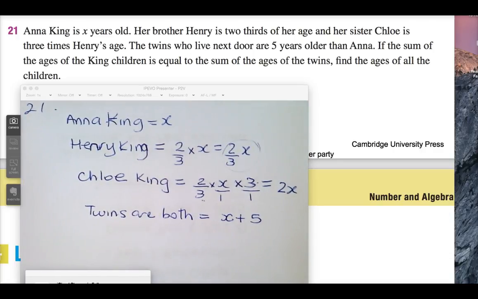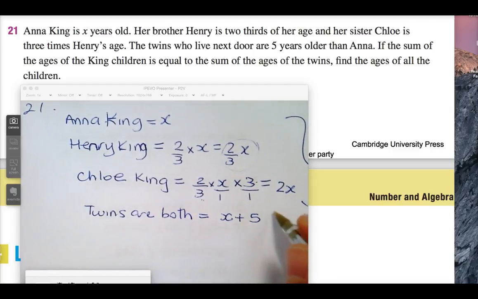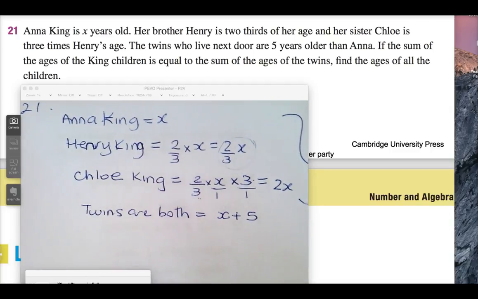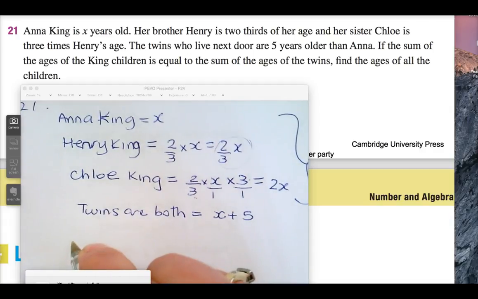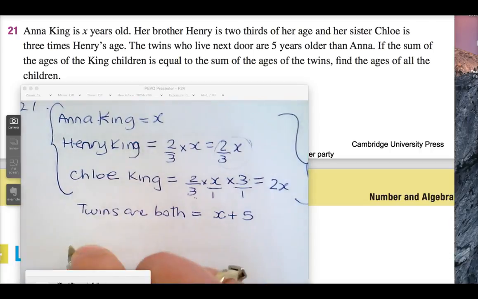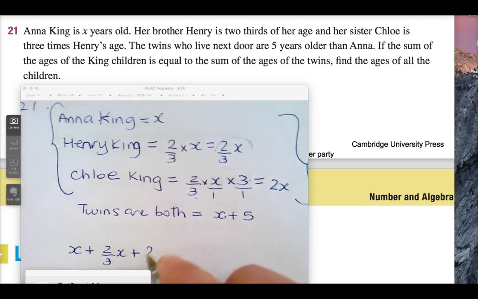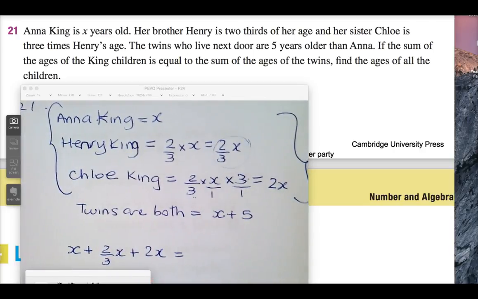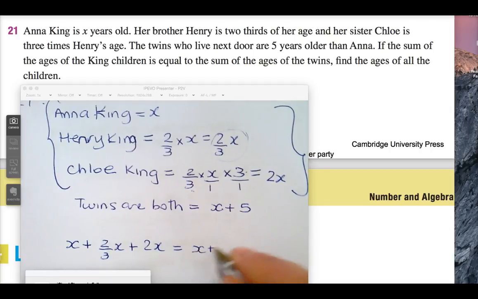So now, if the sum of the ages of the King children equals the sum of the ages of the twins, so what do I do now? The sum of the ages of the King children, how do I do that? x plus 2/3 x plus 2x equals the sum of the ages of the twins. You can go 2 bracket x plus 5 or x plus 5 plus x plus 5. Good?